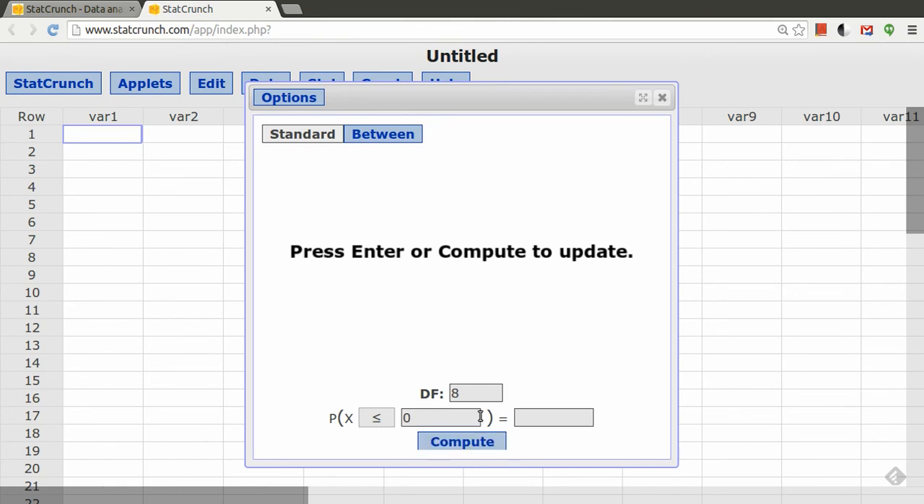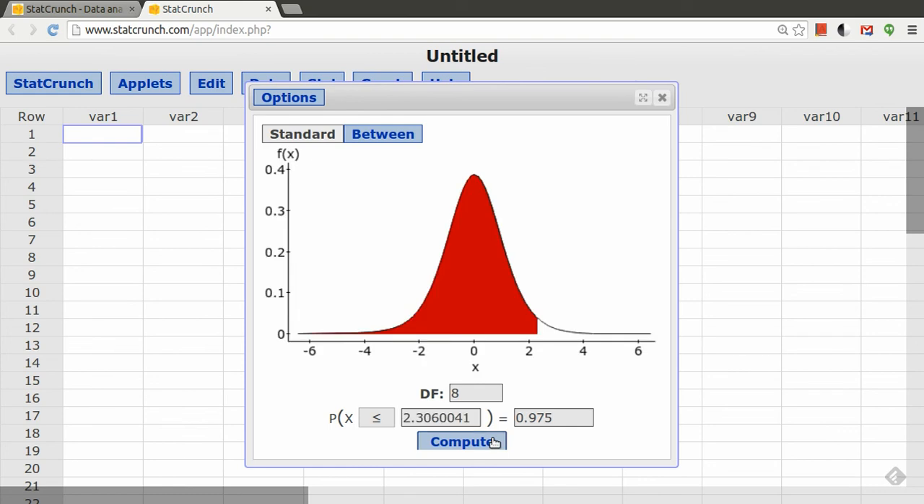Now we want to find the cutoff for the outside 2.5% in each tail. So we want the middle 95%, so there's 5% left in the tails combined, divided by 2 is 2.5% in each tail. So we put in 0.975 to get the upper cutoff. I like that because it gives us a positive value.